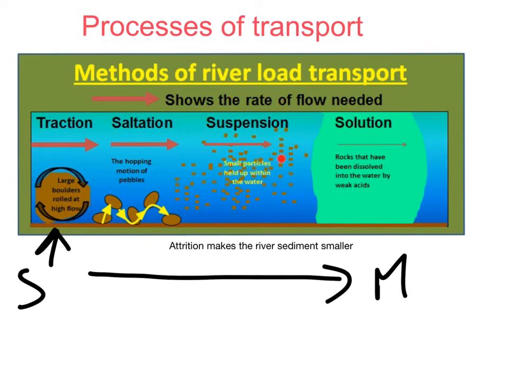course of the river. Fine sands and silts held up in suspension, which is very often why rivers in the lower course look a brownish colour, because of all the sediment and silt that's being held up in it. And then even further than that, material can be dissolved into the river water by any weak acids that might be present.